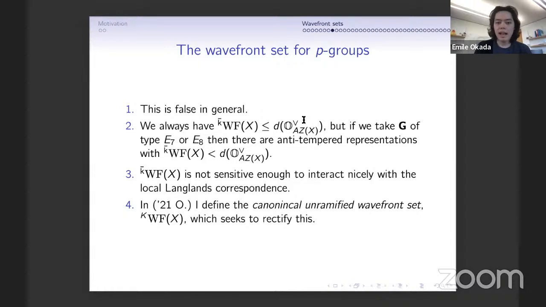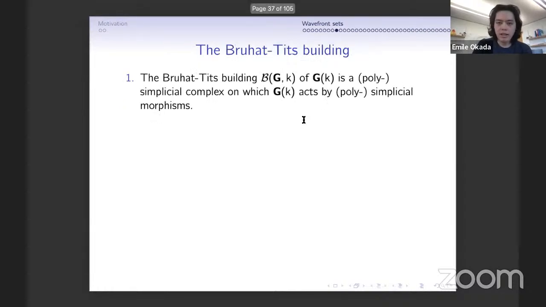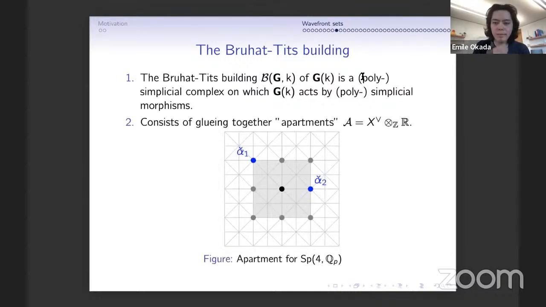But to do this, I'll need to introduce some auxiliary concepts. So first of all, I'll need the Bruhat-Tits building. And for those of you who are unfamiliar with what that is, this is just a simplicial complex which you can attach to a p-adic group. The p-adic group acts on it by simplicial morphisms. So for the sake of this talk, we assume a semisimple and irreducible root system. Otherwise, we would need to include a polysimplicial structure in the description, but in this case, it's just a simplicial complex.